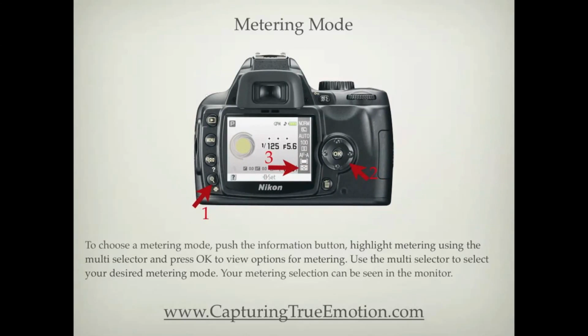To choose a metering mode, push the information button, highlight metering using the multi-selector and press OK to view options for metering. Use the multi-selector to select your desired metering mode. Your metering selection can be seen in the monitor.